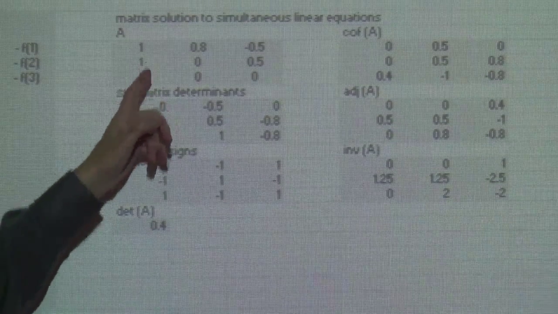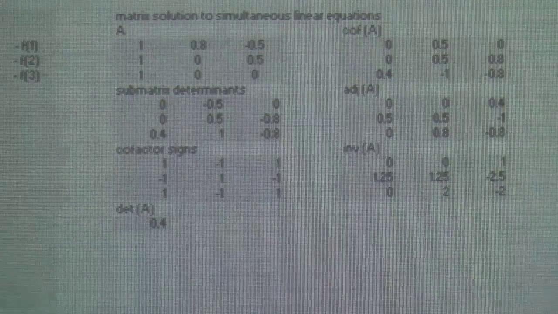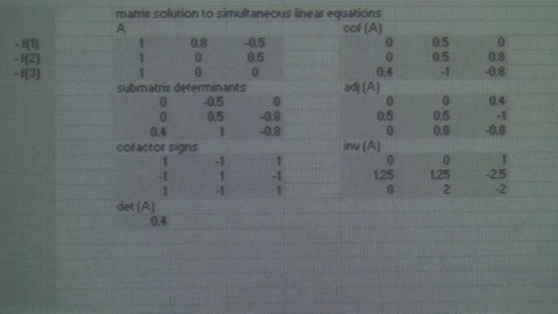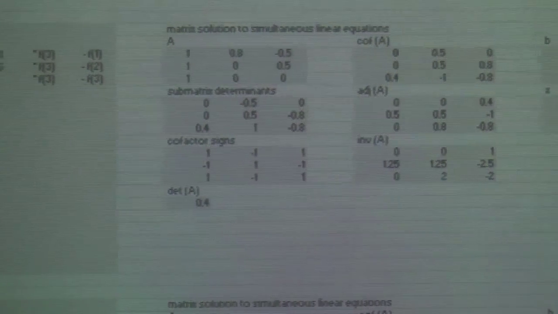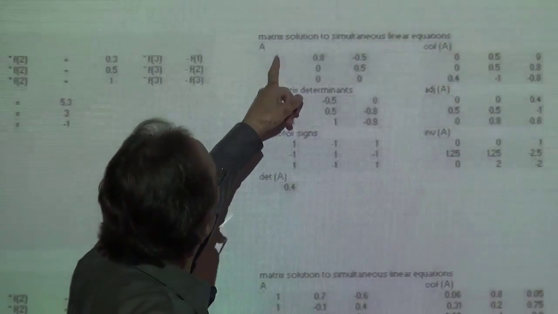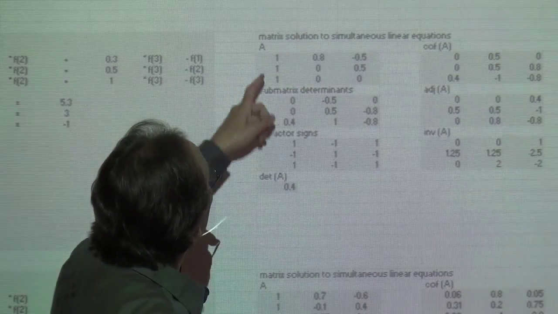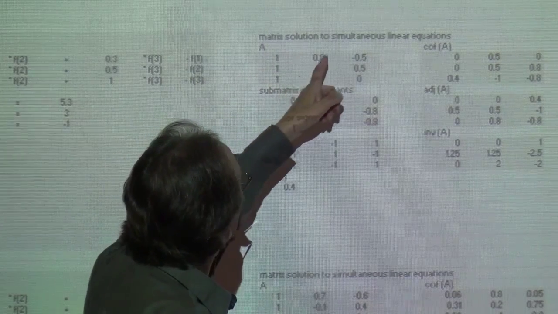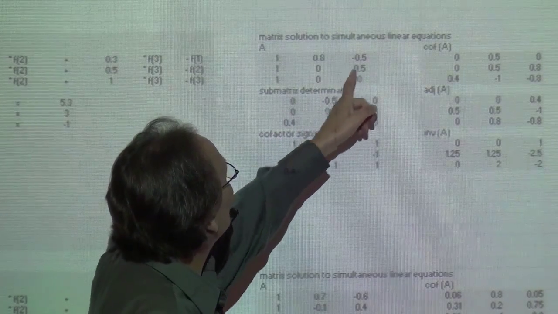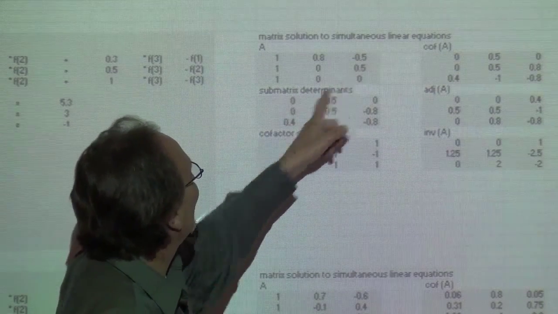But the way I like to do it is I take the matrix, and remember the first thing you do is to find your submatrix determinants. So that means that for this submatrix, I cross this out, I cross that out, and it's 0 times 0 minus 0 times -5, or 0.5, that's 0.